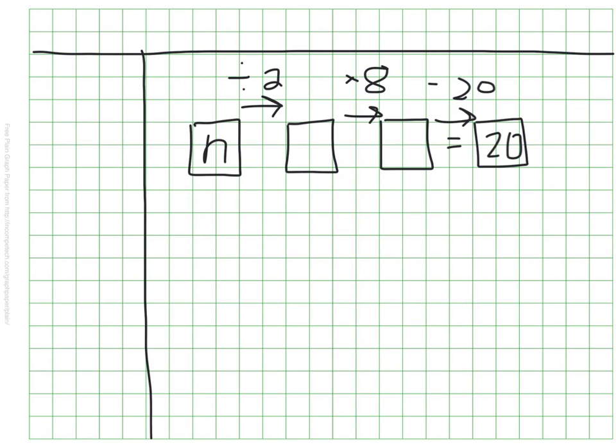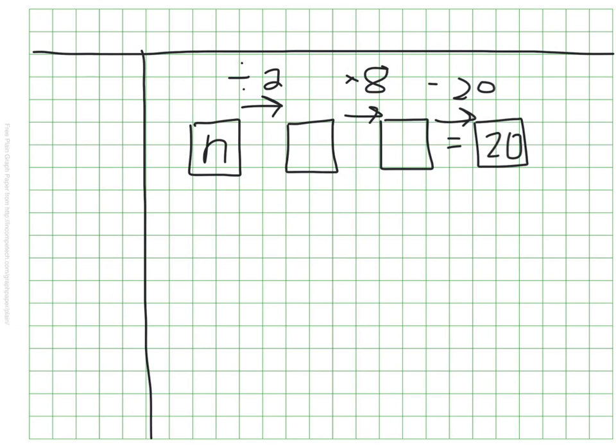Here we have a new mystery number, right? n represents my number. It's the variable I've chosen to use. And I see that some operations were performed, and I ended up with 20. Let's go ahead and work backwards to find the value of our variable.